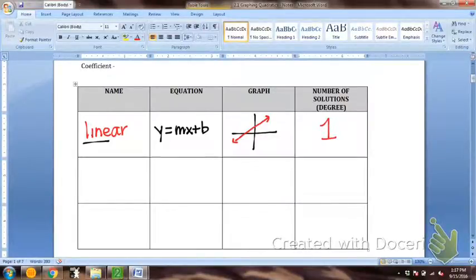And guys, remember I said that the degree represents how many times it crosses the x-axis? See how it's only crossing the x-axis one time? That's because it's only x to the first power.